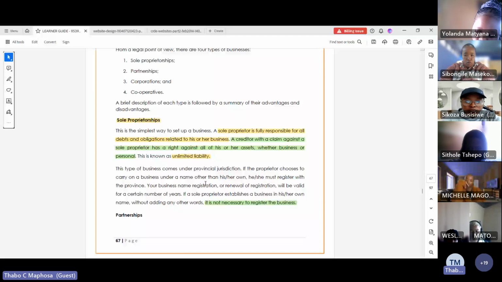But remember, especially nowadays, it is always recommended that you register any kind of business that you run, whether sole proprietorship or not. But the bottom line, the point that we're trying to push forward, is that it is not necessary to register as long as you're running the business under your legal name. But if you choose to use something like a pseudonym or a nickname, then you have to register it.